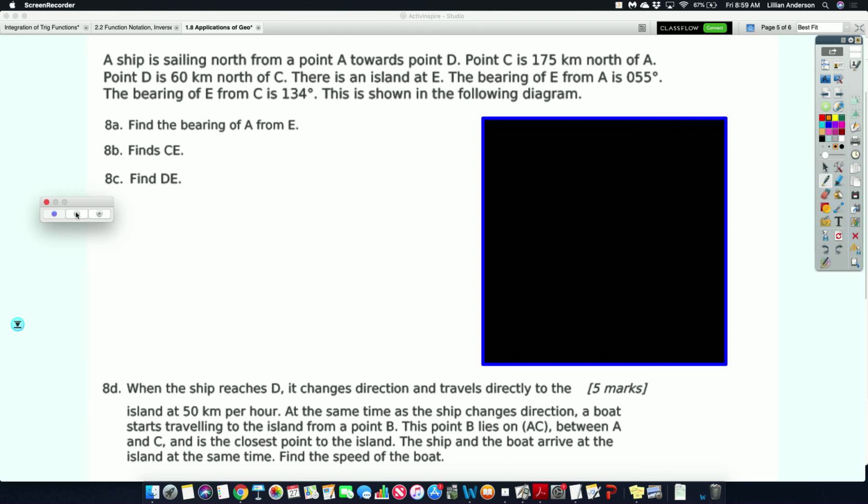So we're going to look at this example. A ship is sailing north from a point A towards point D. Point C is 175 kilometers north of A. Point D is 60 kilometers north of C.